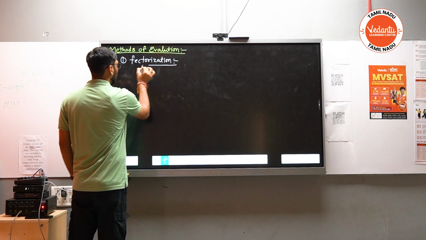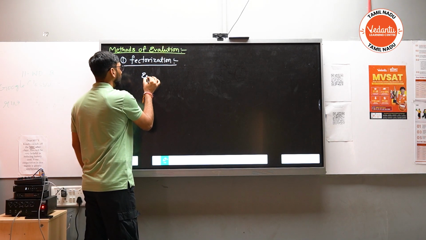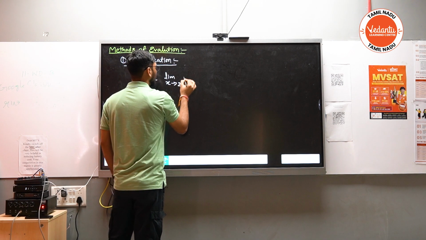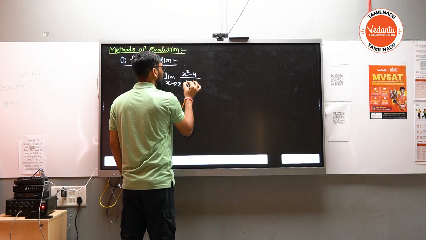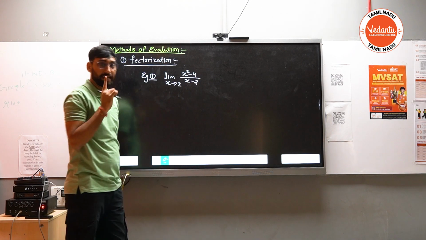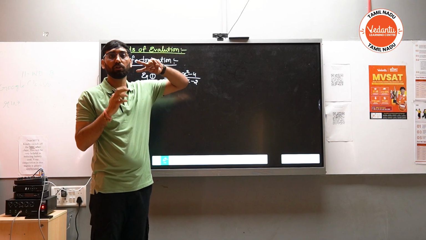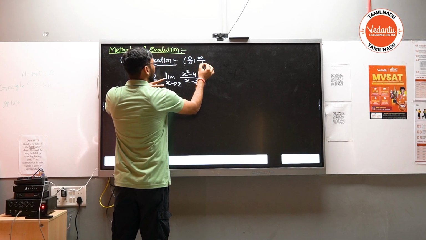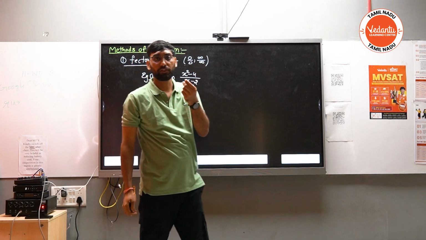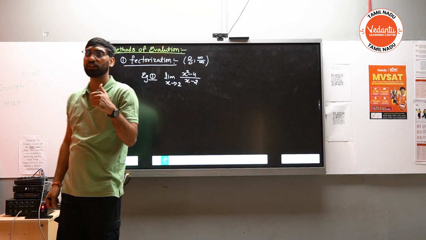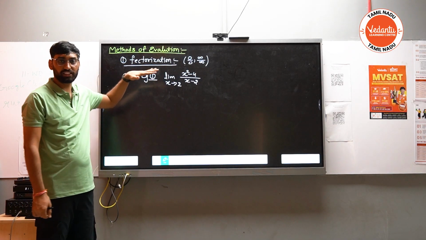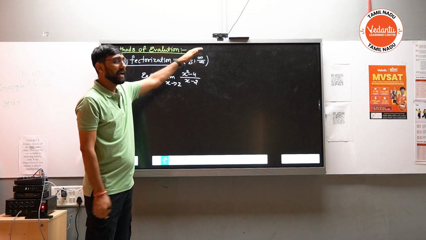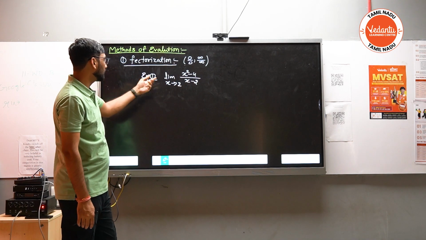In this method, for example, suppose I am having this question: limit x going towards 2, x square minus 4 upon x minus 2. In category 1, again I am telling, here we are discussing 2 types of questions. One for 0 by 0, another for infinity by infinity, in rationalization and factorization also. And other forms we will convert into 0 by 0 and infinity by infinity.